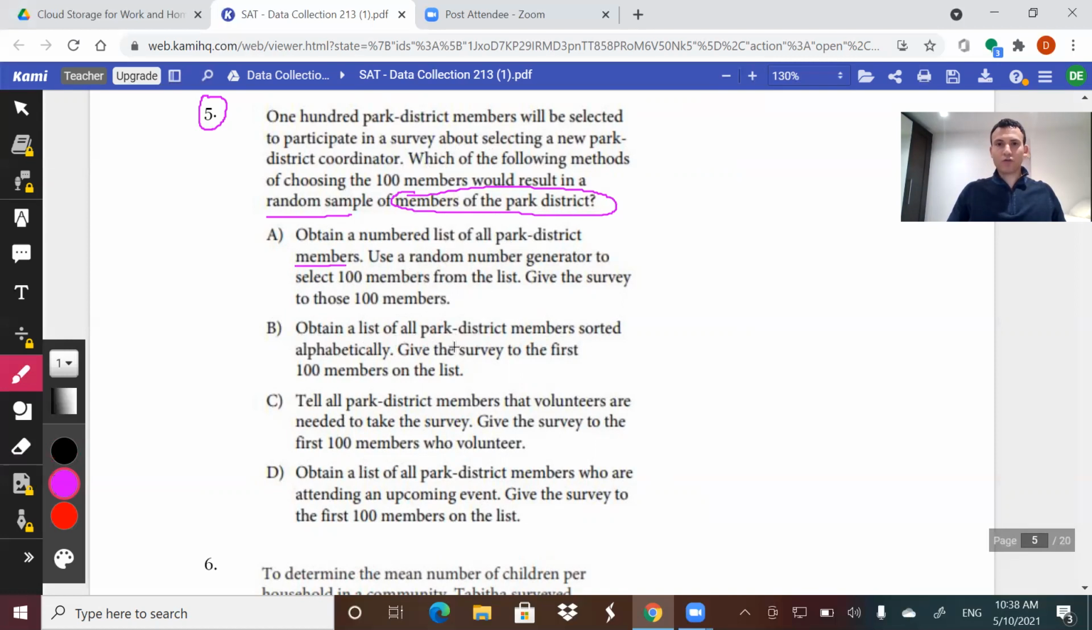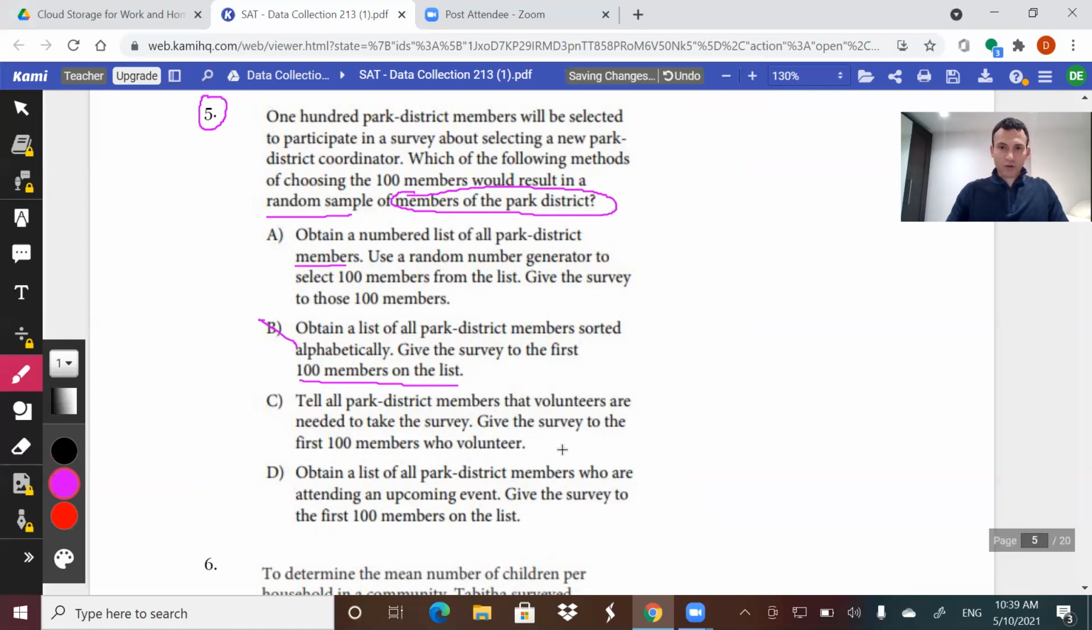Obtain a list of all Park District members sorted alphabetically. Give the survey to the first 100 members on the list. This is problematic because say that there are like 10 families that are all members and they make up, I don't know, the Ashkenazis and the Bogajans, if you want to make up a last name. Let's just pretend they make up the beginning of the list, and those families feel a certain way. Maybe they want to elect their own member of their family. So taking the first 100 members alphabetically doesn't give us a good random sample.